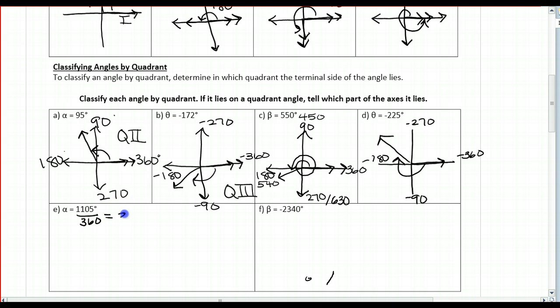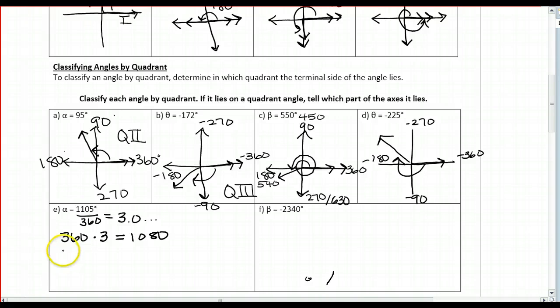You get 3.0... Doesn't really matter about the rest. We know that it goes into it exactly 3 times. So 360 times 3 gives me 1080. 360 times 4 actually gives you 1440. So how is that going to help me?